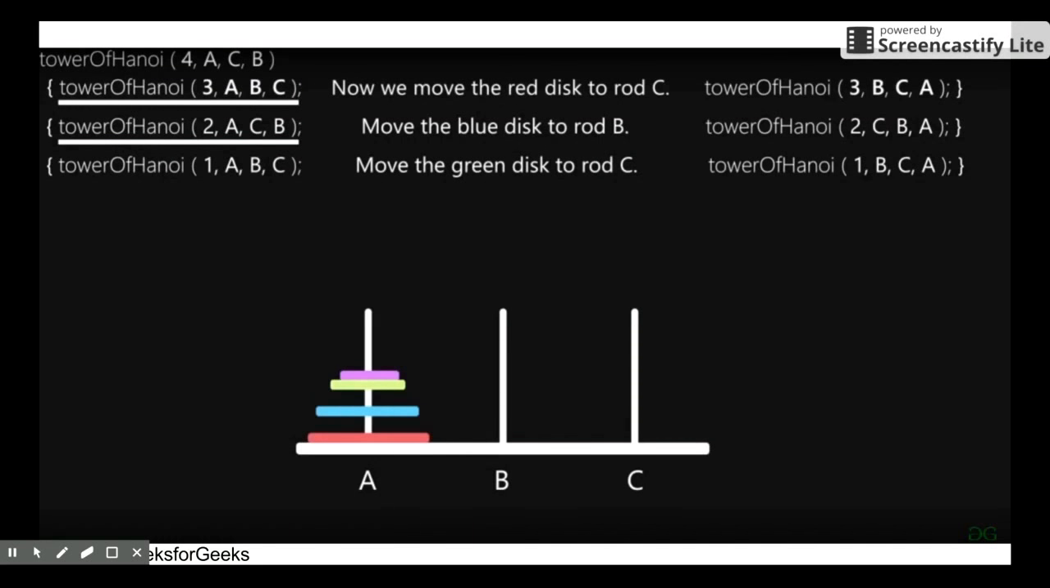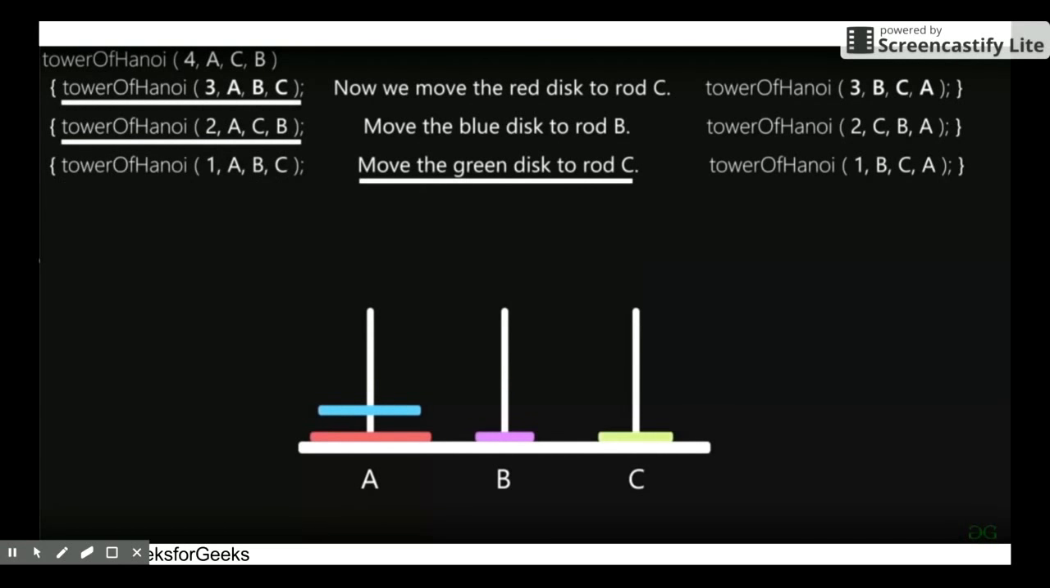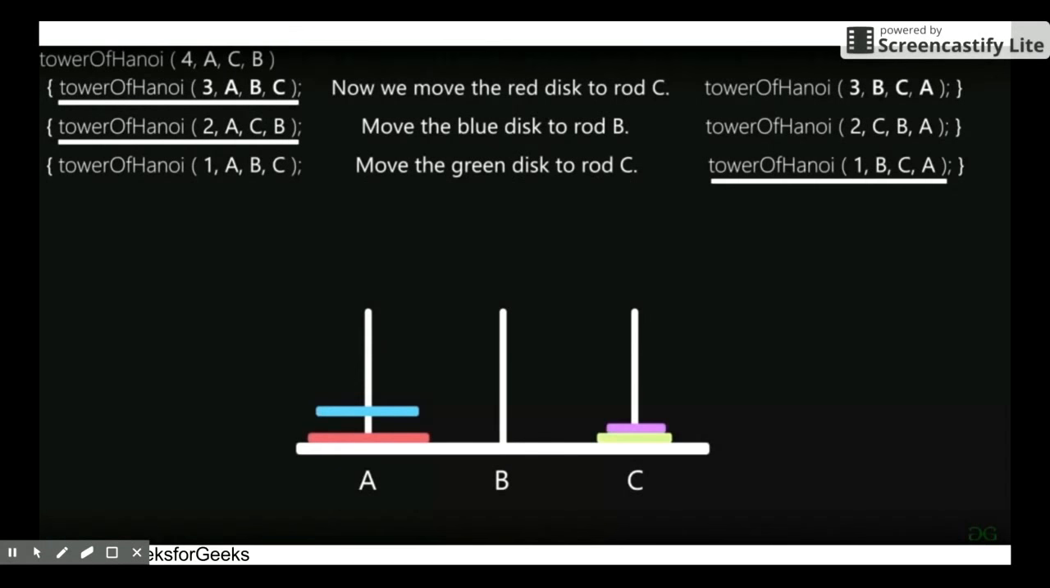And actually, we're kind of ready to start moving things, because a Tower of Hanoi function applied to only 1 disk is just a move. So, applying that, we're going to execute Tower of Hanoi 1 A B C by taking the purple disk and putting it on B. From there, we can put the green disk on C, and then move the purple disk back over on top of the green disk. Easy.